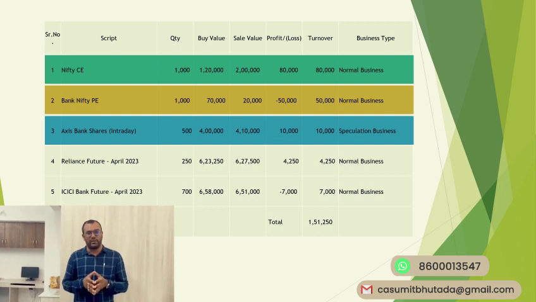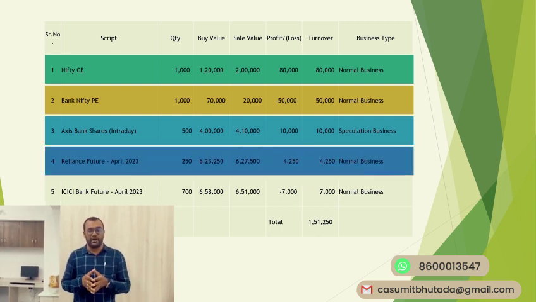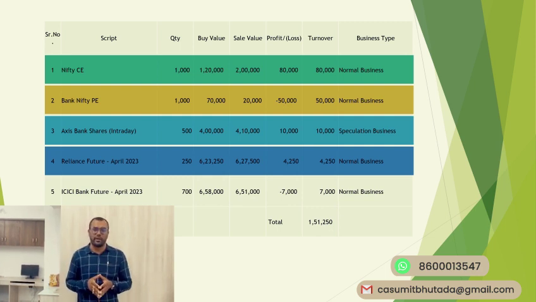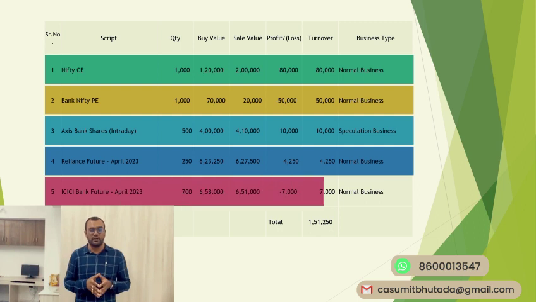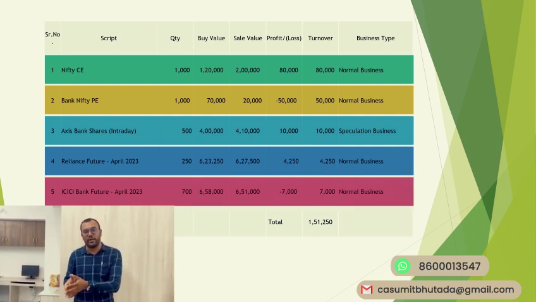Quantity is 500, buy value is 4 lakh, sell value is 4 lakh 10,000, profit is 10,000, then turnover is 10,000. Reliance Future, the profit is 4,250, then the turnover is 4,250. ICICI Bank Future, there is a loss of 7,000, then this loss of 7,000 will be treated as a turnover.